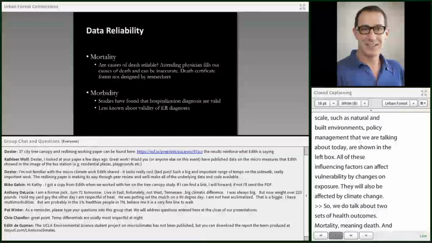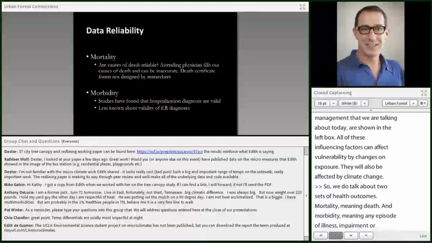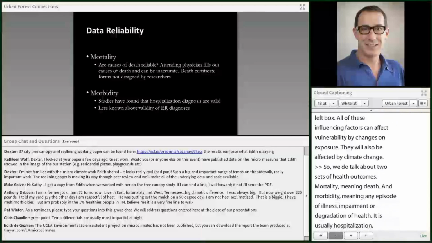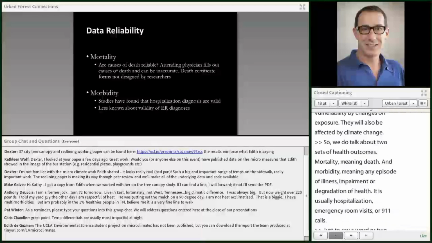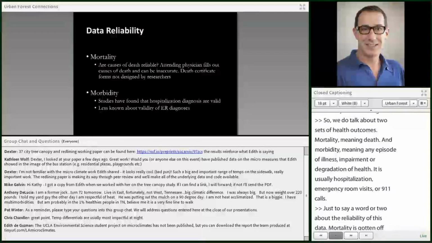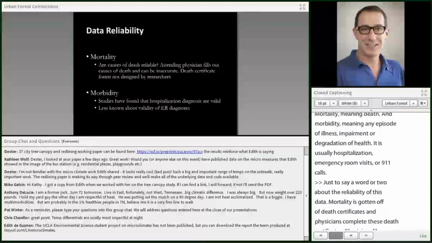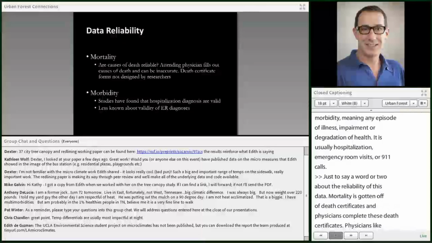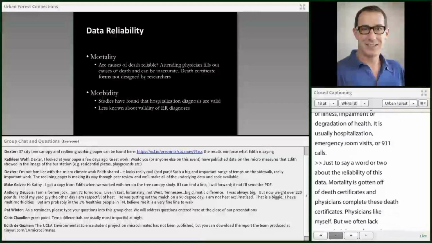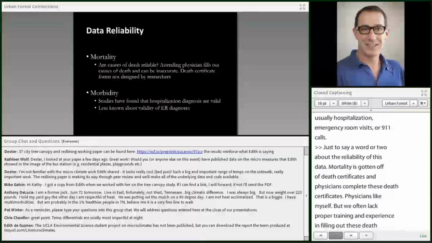Just to say a word or two about the reliability of this data, mortality is gotten off of death certificates, and physicians complete these death certificates, physicians like myself. But we often lack proper training and experience in filling out these death certificates. In fact, many medical schools do not offer formal training on death certification. Doctors learn on the job, and how well they learn is really unknown.